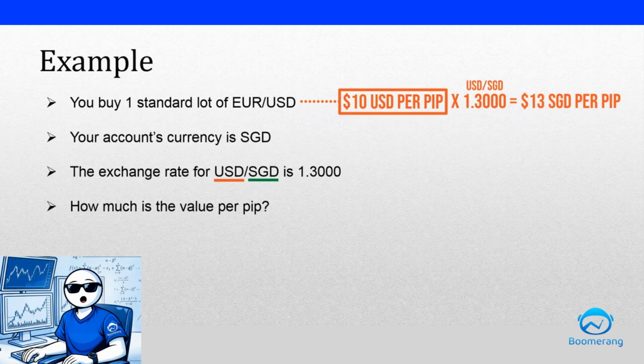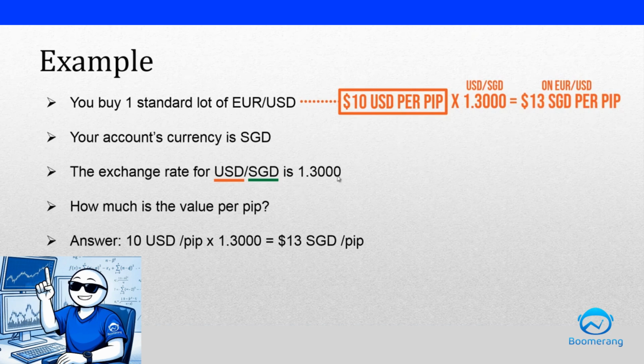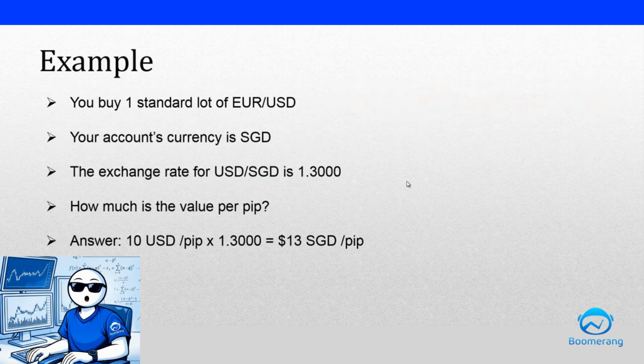Okay, and that's the answer. The value per pip will be 13 Singapore dollars per pip. And there you have it. In case you want to know the math breakdown, it is 10 USD per pip multiplied by 1.3, because it's the exchange rate between US and Singapore dollars, and you get 13 Singapore dollars per pip.